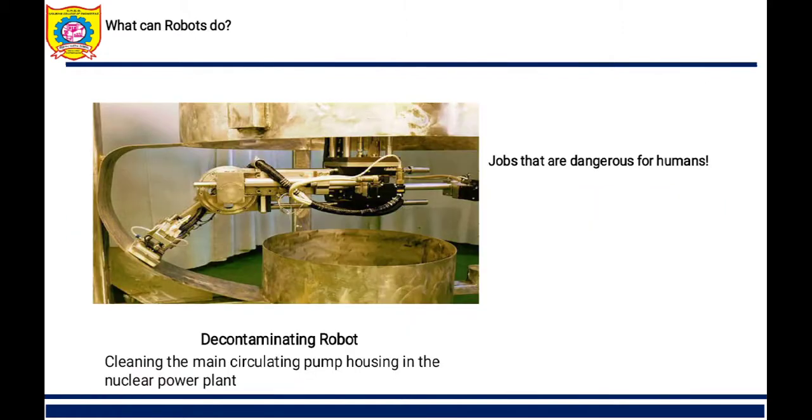So what can robots do is our question. Why has robotics come into the picture? Jobs that are dangerous for human beings. For example, there is a nuclear power plant site. Over there is a job like cleaning the main circulating pump housing in a nuclear power plant. Going to a nuclear power plant is dangerous for human beings. So this job can be done with the help of a robot.